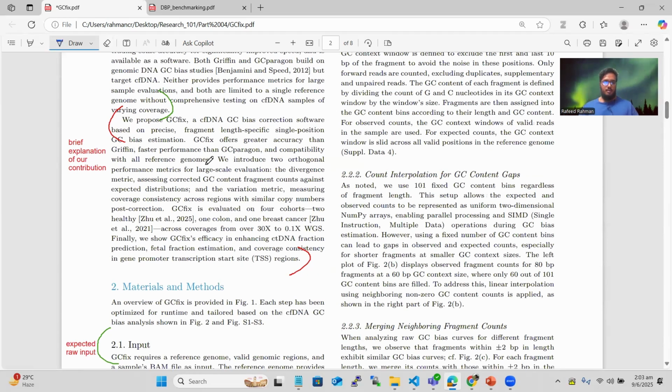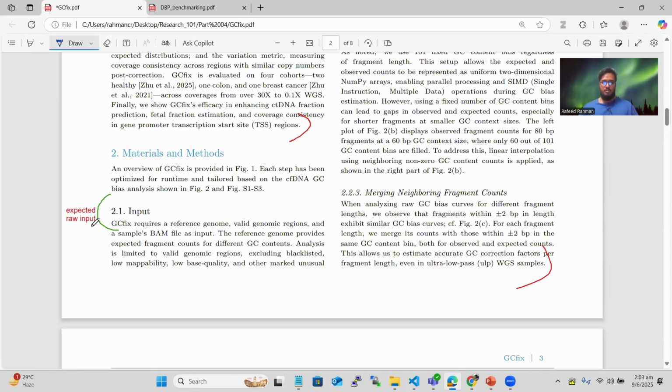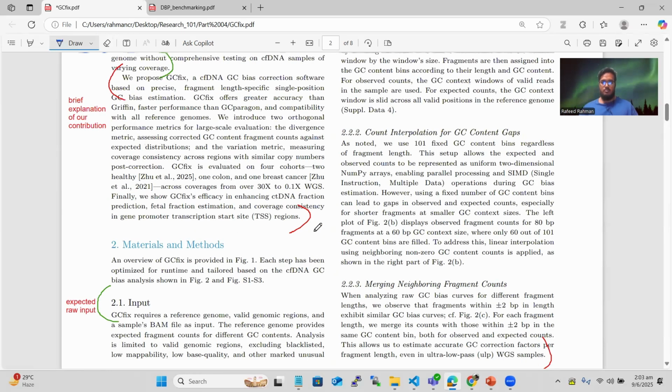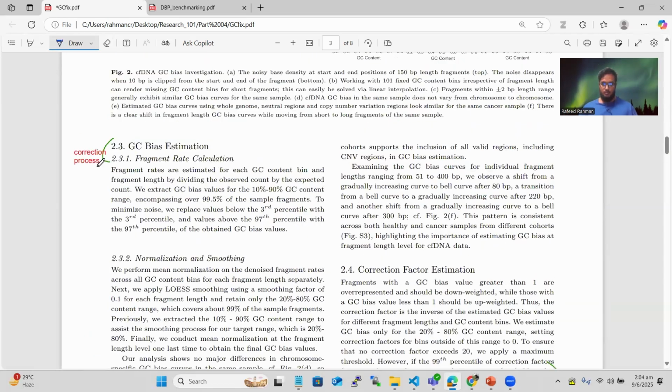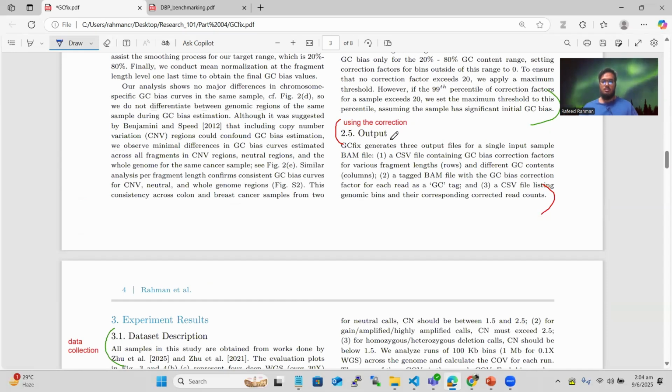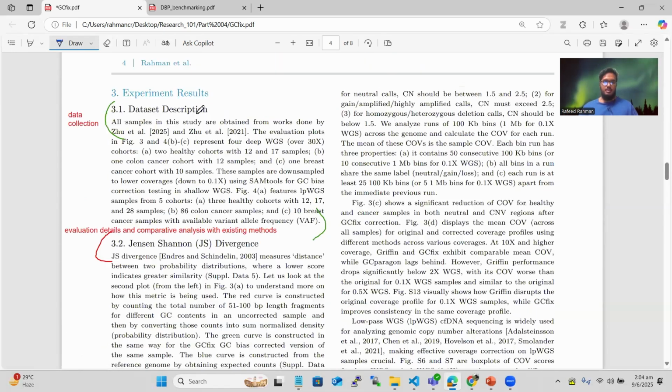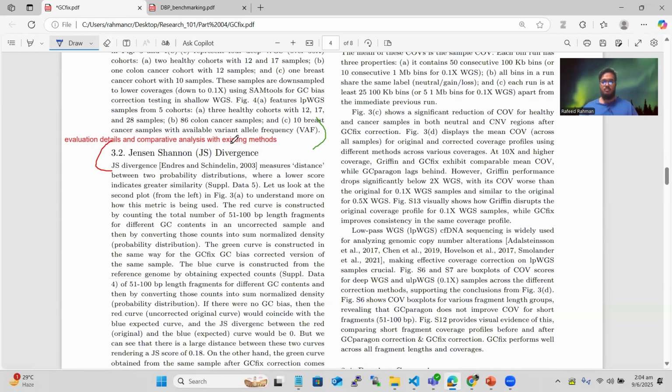Next, when we describe our method, we first write about the expected raw input of the method. We talk about how we preprocess the input, basically the workflow. Then we move on to the correction process itself, and how this correction method can be used. Then we move into the experiment section, where we talk about the data collection for evaluation, the evaluation details, and comparative analysis with existing methods. As I said before in one of my tutorials, we need to compare our method with existing methods to actually show that our method is useful.